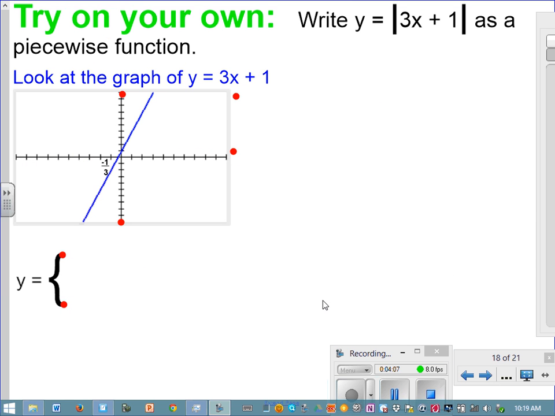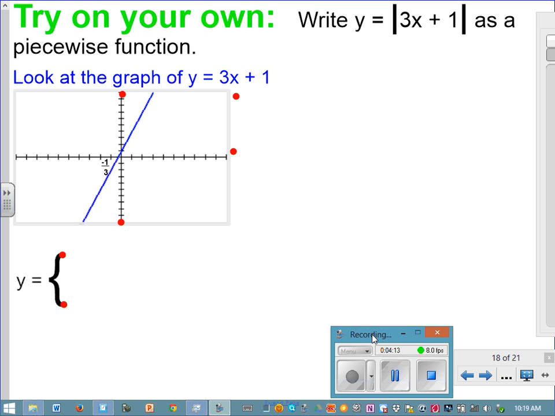So now I want you guys to try one on your own. I want you to write this absolute value of 3x plus 1 as a piecewise function. So pause the video now, do the question, and then press play to compare your answer to mine.